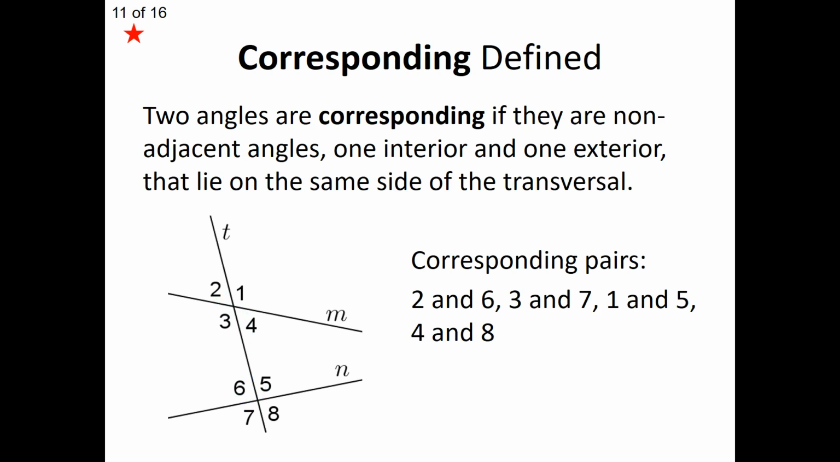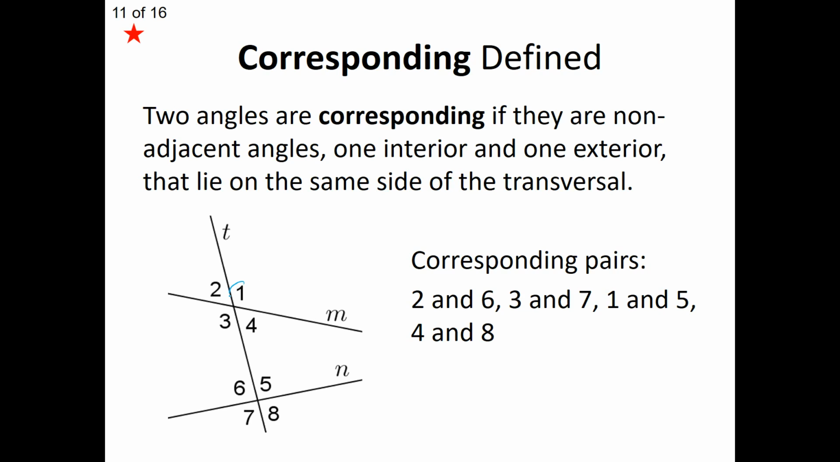There's one more angle relationship we form, and this one actually has 4 pairs in it. We saw in the last 3 examples there were only 2 pairs. This one has 4, and the reason is that we're going to pair a single exterior angle with a single interior angle. Since there are 4 interior and 4 exterior, we form 4 total pairs. These are called corresponding angles. Corresponding angles are 2 angles that are non-adjacent, so they can't be next to each other. One is interior and one is exterior, and they lie on the same side of the transversal.